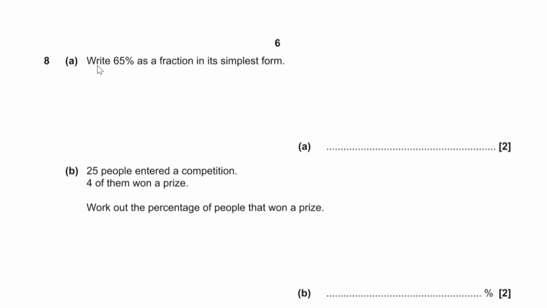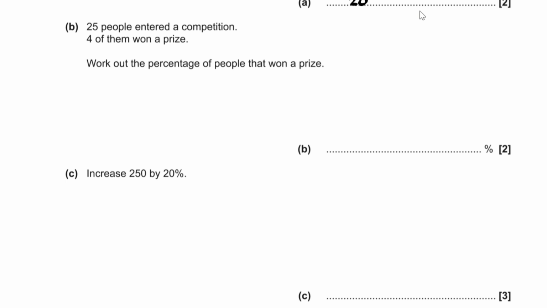Question number 8. Part A, we have to write 65% as a fraction in its simplest form. Percent means out of 100. So we have 65 out of 100. And if we were to simplify this, we can divide the top and bottom by 5, leaving us with 13 over 20. So we have 13 over 20.